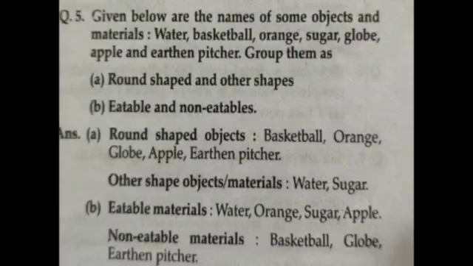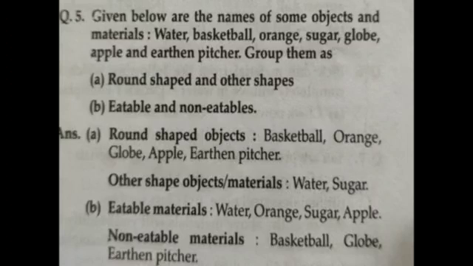Question number 5. Given below are the names of some objects and materials: water, basketball, orange, sugar, globe, apple and earthen pitcher. Now group them in two ways. First, round shaped and other shapes. And second, eatable and non-eatable.